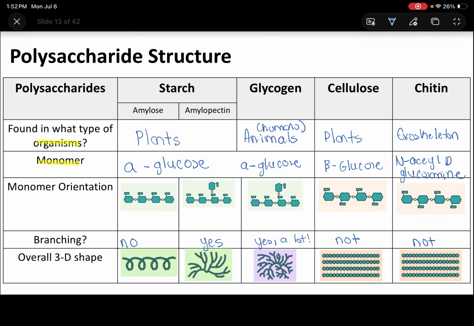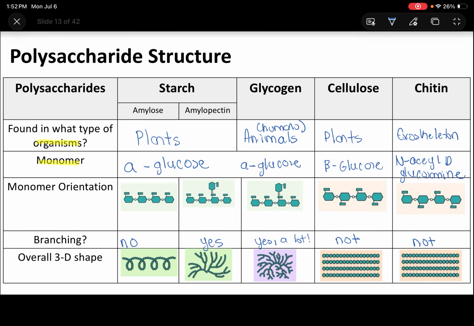So we have these 4 different types of polysaccharides: starch, glycogen, cellulose, and chitin. Starch and glycogen are both made of alpha glucose and are highly branched in some cases. One's found in plants and the other in animals. Cellulose and chitin are not branched, and they have very specific types of monomers like beta glucose and N-acetyl-D-glucosamine.